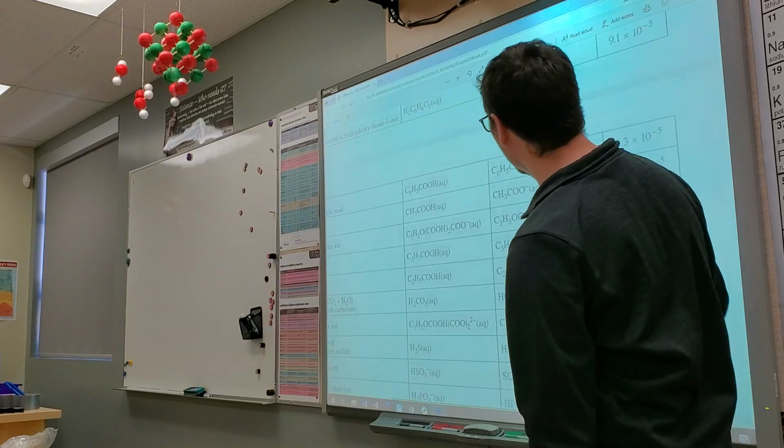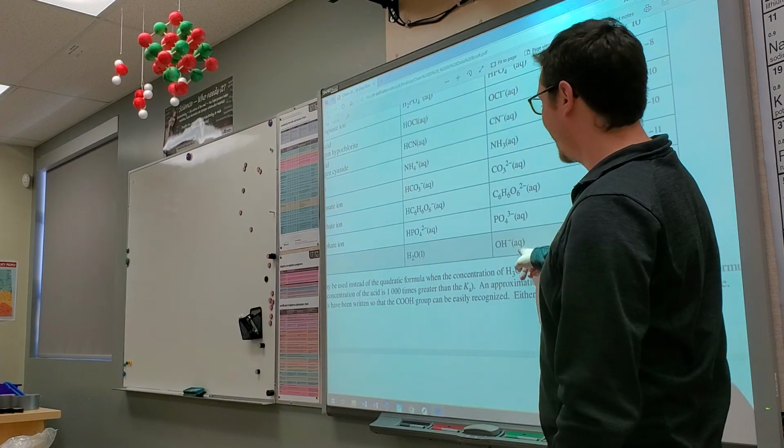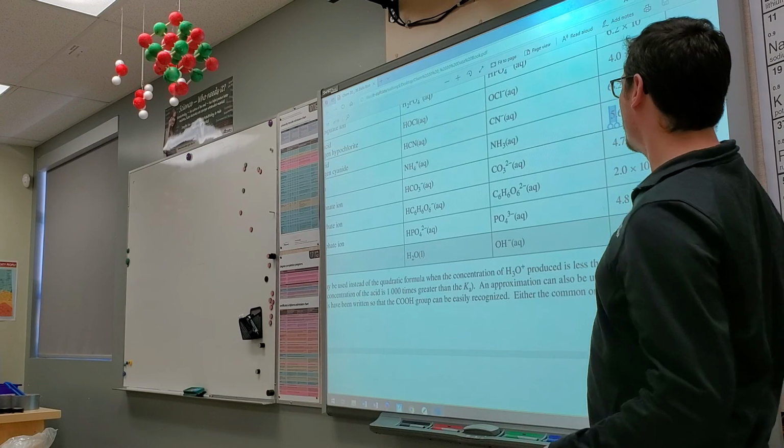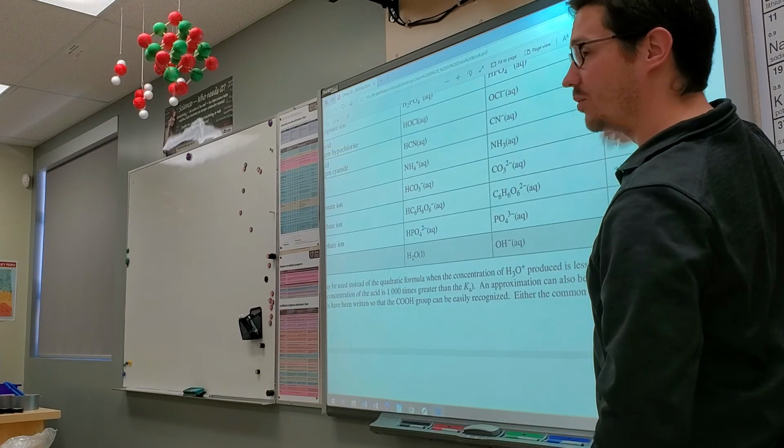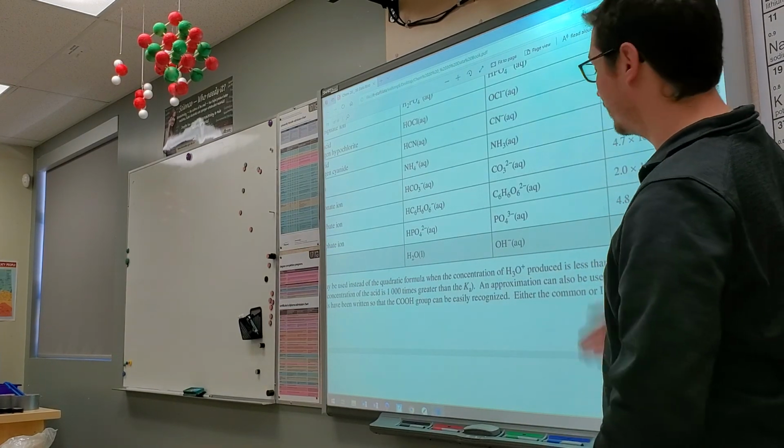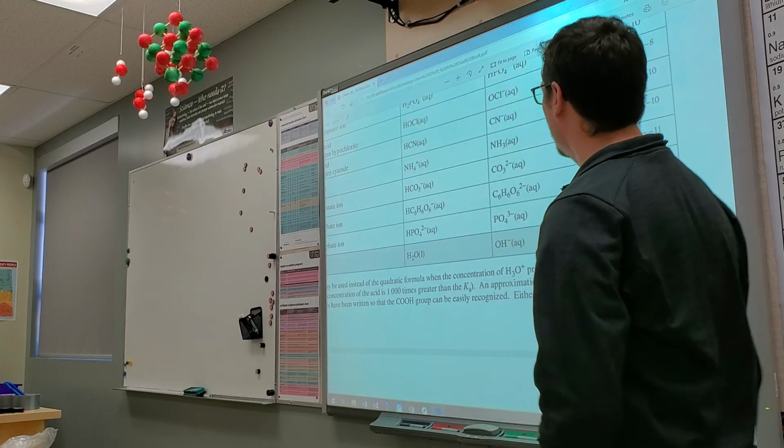Okay, good. Okay, cool. So this is a strong base. Everything else is a weak base because it's got a Ka. We're going to be able to find the Kb of this thing. Anyways, let's get back to reality, okay?